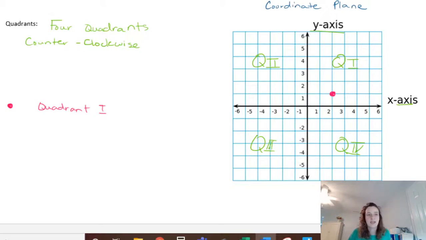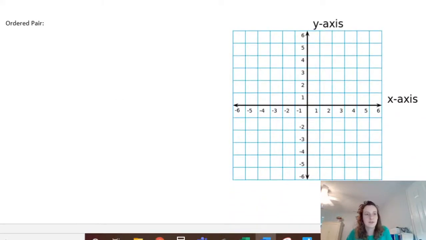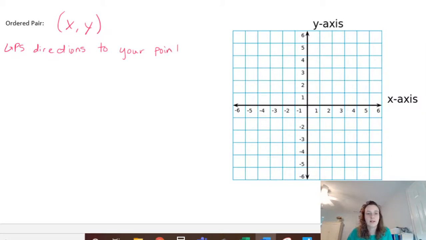I want to scroll down and let's refresh our memories on what is an ordered pair. So again, I have another coordinate plane here, and an ordered pair is 2 numbers. You have an x and a y, and think of it like your GPS. These are the GPS directions that tell you where to go, the GPS directions to your point, okay? And you always are going to follow these same directions here. You're always going to start at the origin, okay? And the origin is here at 0, 0, or the center, okay? The origin is 0, 0. That's the special point there.